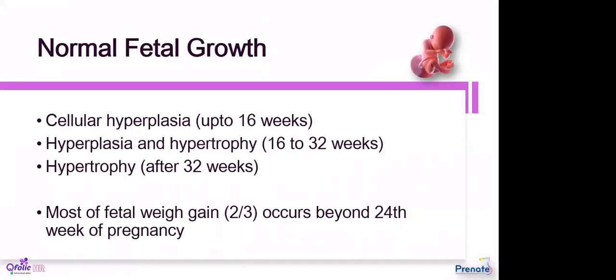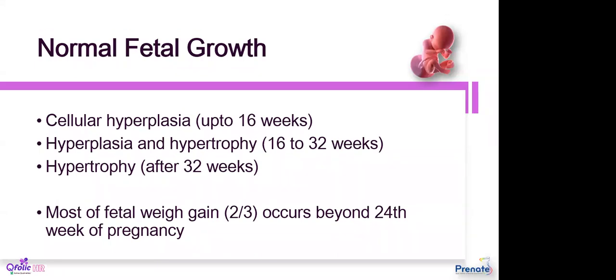Now, normal growth is usually the increase in the number of the cells as well as the increase in the size of the cell. The cellular hyperplasia usually starts from the very beginning of the pregnancy and lasts up to 16 weeks. Then in the latter half of the pregnancy, there is hyperplasia of the cells as well as hypertrophy of the cells, which lasts for 16 to 32 weeks of pregnancy. And after 32 weeks, the main process is the hypertrophy. I mean, if growth is restricted, there will be decreased hypertrophy of the cellular organs.